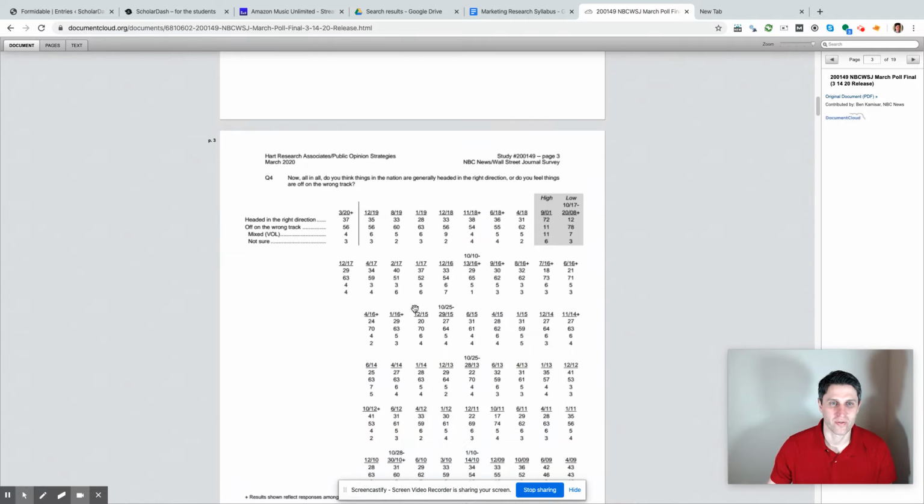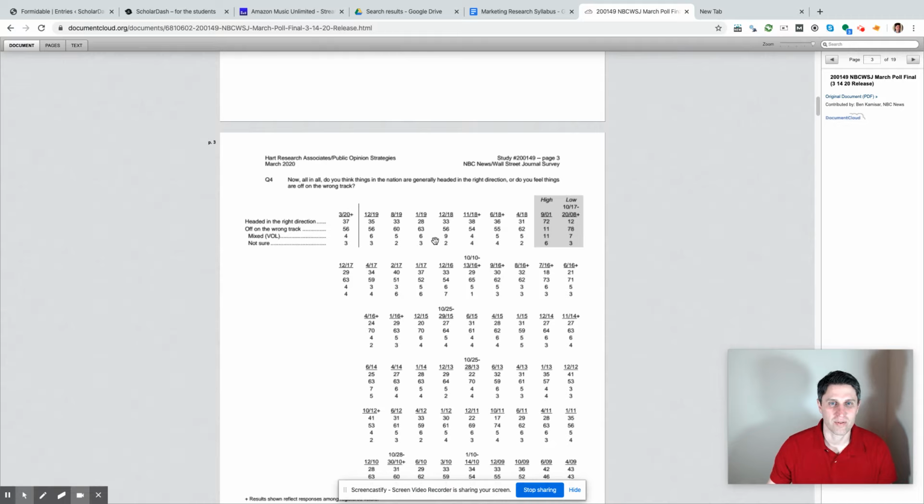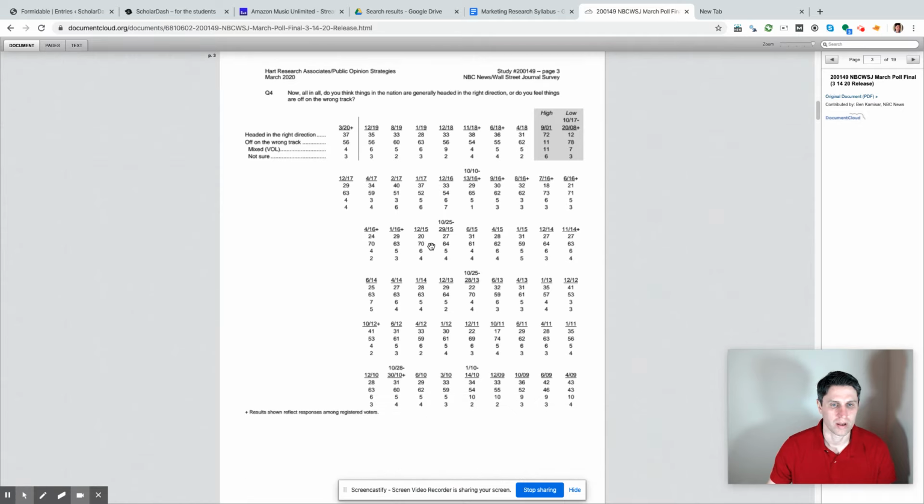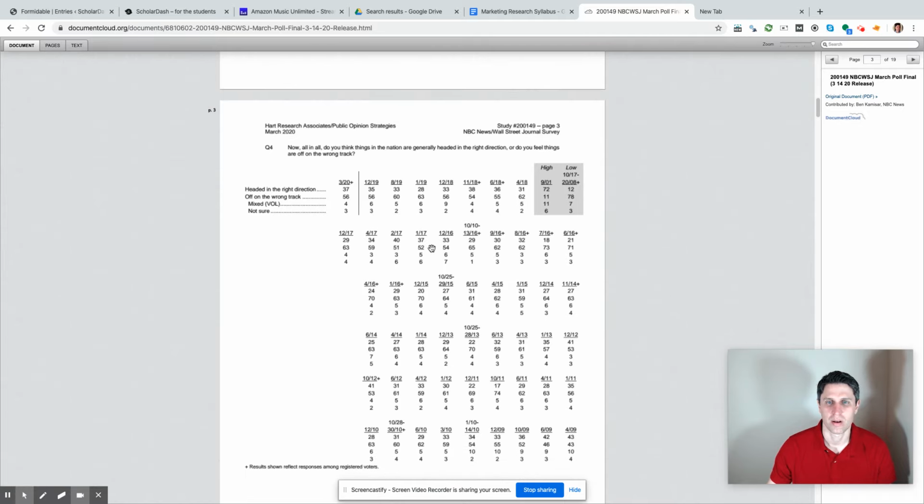And then they have this data. So this gives some clue about the scale. They had 37 people say it's headed in the right direction, 56 say it's off on the wrong track, and 4 are mixed, and 3 are not sure.